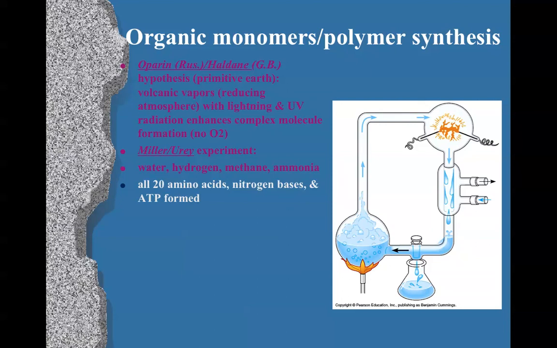And what happened was, when condensation occurred, this fluid, this mixture that they got out down here at the bottom, contained all 20 amino acids. It contained nitrogen bases and it had ATP. So using very basic chemicals that they thought existed in the beginning of early Earth's history, they were able to get all the precursors for life, all these monomers. So that's why that experiment is important.